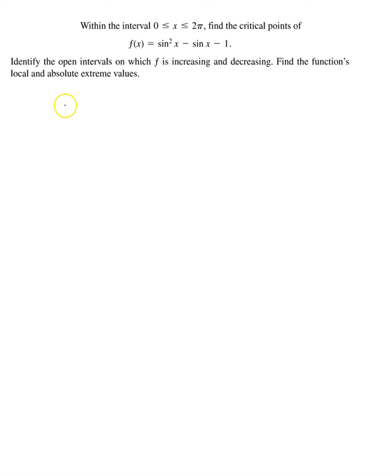We have f of x given to be sine squared x minus sine x minus 1. And our interval, this inequality notation can be written as an interval notation like this, right? And it's closed interval because of the less than or equal to bar in the inequality.